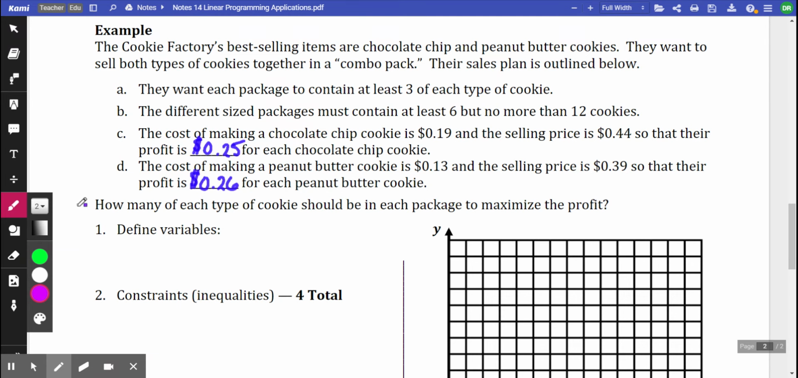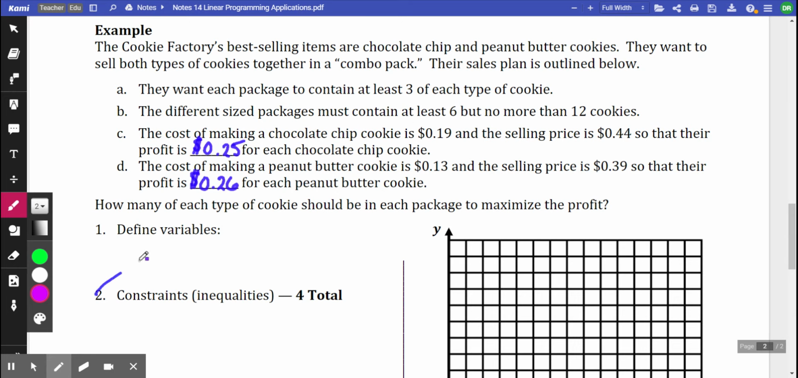Okay, so what we need to do is define the variables that are being described in this scenario, and maybe you've kind of figured out what we've been discussing. We're going to be making combo packs that contain chocolate chip cookies and also peanut butter cookies, but we don't know how many chocolate chip and how many peanut butter cookies will be used in a combo pack. And if we don't know exactly how many of each type of cookie will be included, then we'll use variables to represent those unknown values.